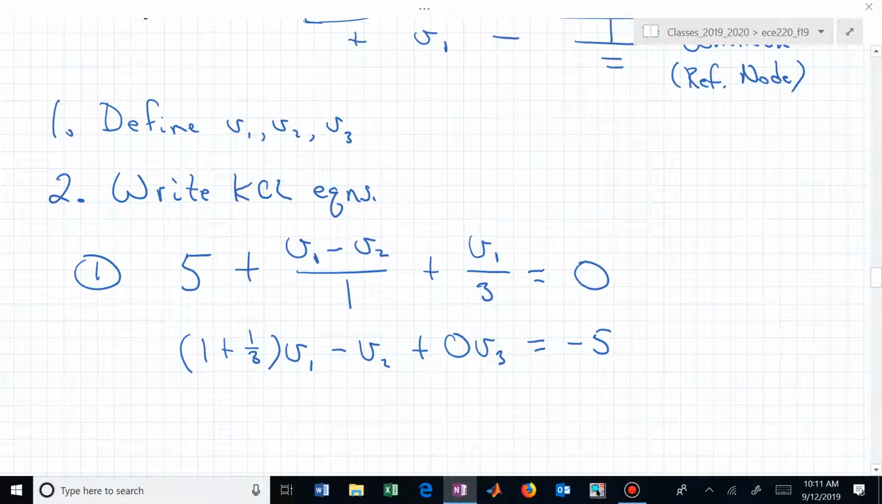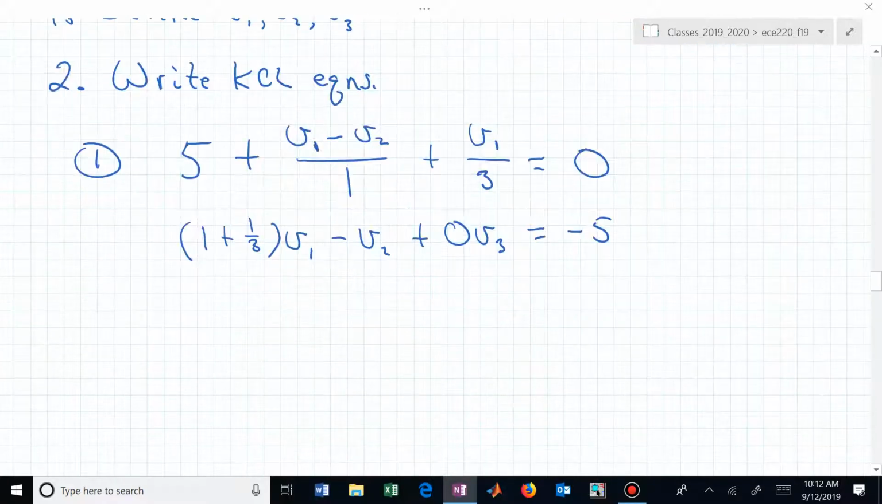Anybody taking linear algebra? We're going to do some linear algebra to solve this. We're going to put it in a matrix. That's why I've written it so structurally. V1, V2, V3 with coefficients equal something. Now I have 1 equation and 3 unknowns. I need 2 more equations, and I'm going to find those by writing 2 more KCL equations.